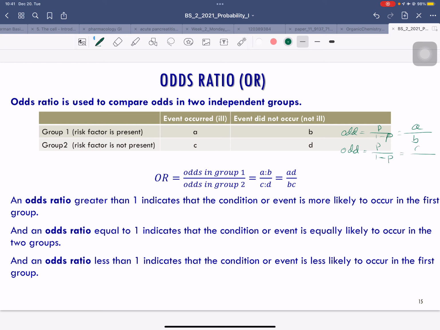Now the odds ratio is the ratio between both groups, and if we divide here, we can find this ratio. An odds ratio greater than 1 indicates that the condition of the event is more likely to occur in the first group. If the odds ratio is equal to 1, the possibility is the same for both groups. And if it is less than 1, it indicates that the condition of the event is less likely to occur in the first group.